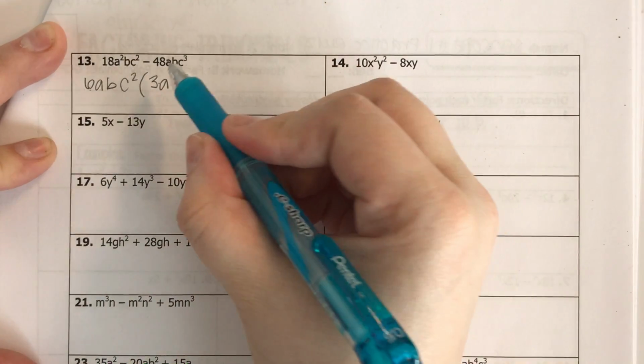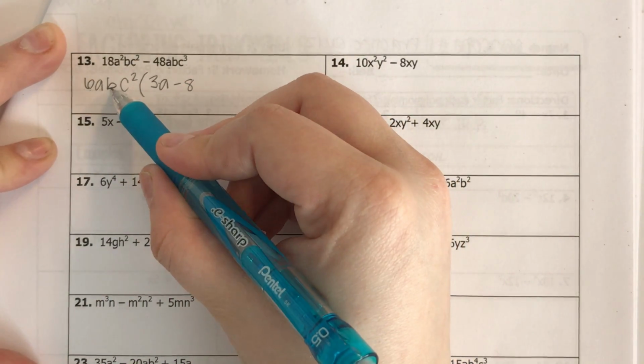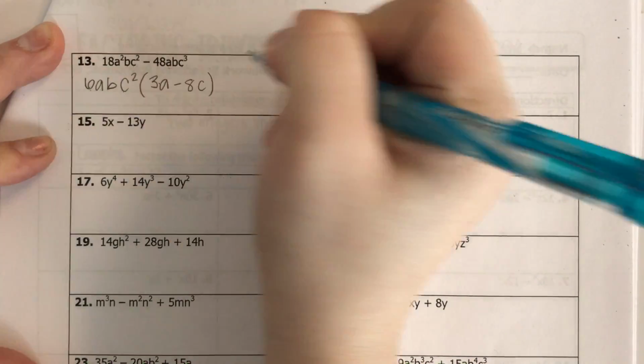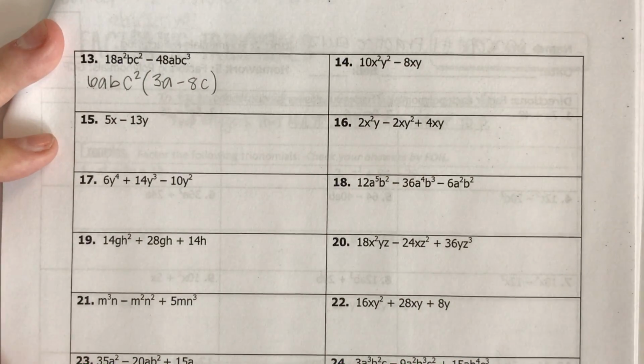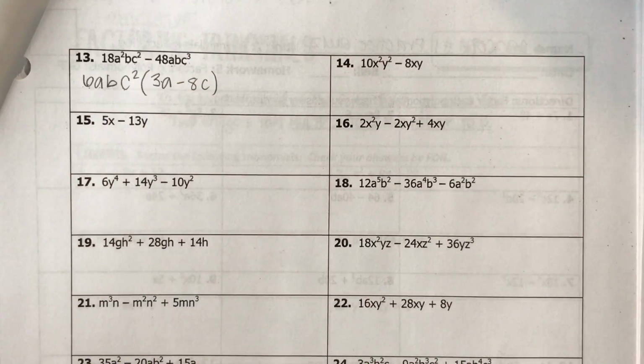48 divided by 6 is 8. A divided by A is 1. B divided by B is 1. C cubed divided by C squared is just C. So that's what's left there. Okay. Let me get my other notes here.